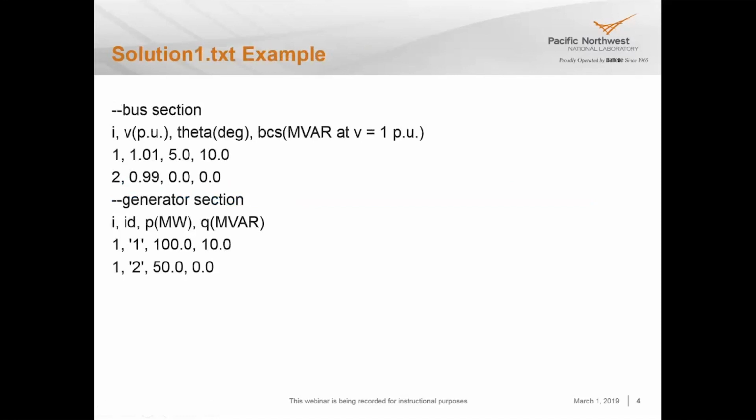Here's an example of a valid solution file. This is solution 1. After that, I'll show you solution 2. So again, there are two sections, a bus section and a generator section. Each section has a header row describing the fields. And then after the header row, there is a record for each bus in the bus section, a record for each generator in the generator section. And it's just exactly the data that you need. So it's the bus number, voltage magnitude, voltage angle, and total susceptance of controllable shunts. And in the generator section, it's a bus number, a generator ID, which is a one or two character string, the real power output and the reactive power output.